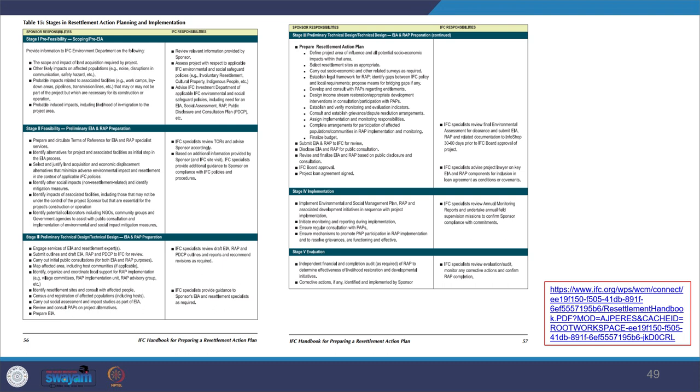Then you see the implementation part in stage four, which is to implement the environmental and social management plan, RAP and associated development initiatives, in sequence with the project implementation. So how do you take care of the implementation part? And then stage five deals with evaluation. So how do you undertake an independent financial and completion audit and corrective actions if needed? So these are the key stages identified by the World Bank on resettlement action planning and implementation.